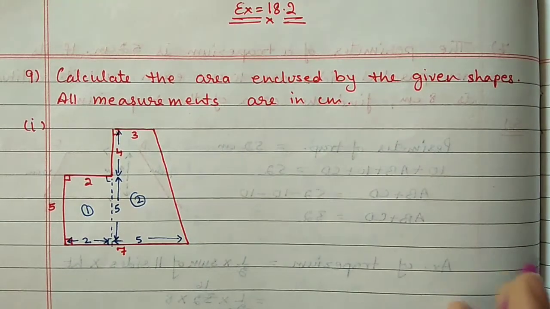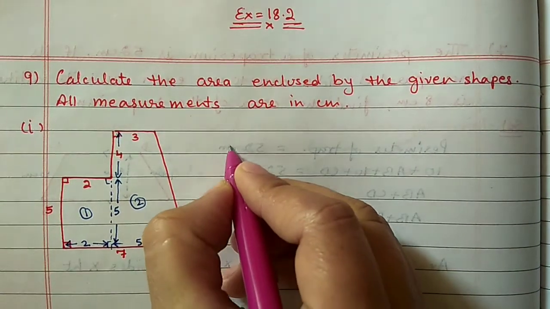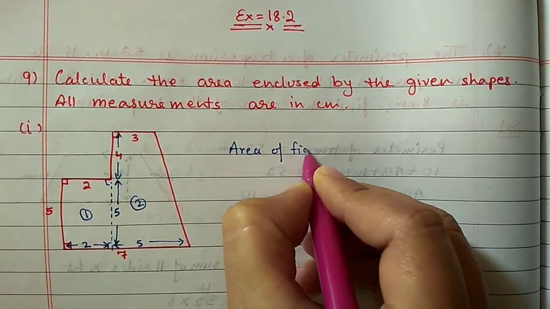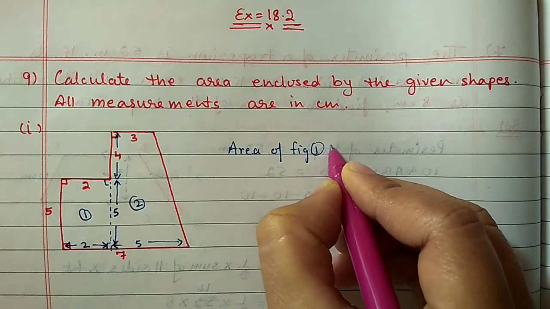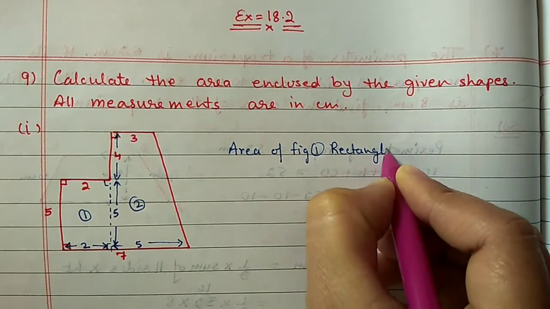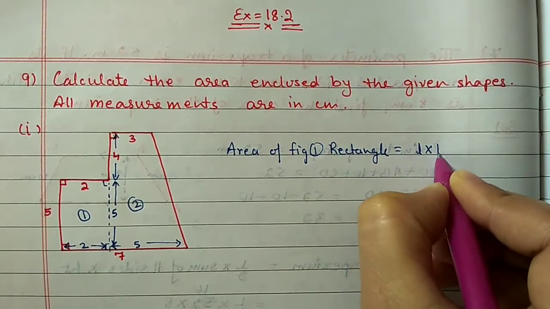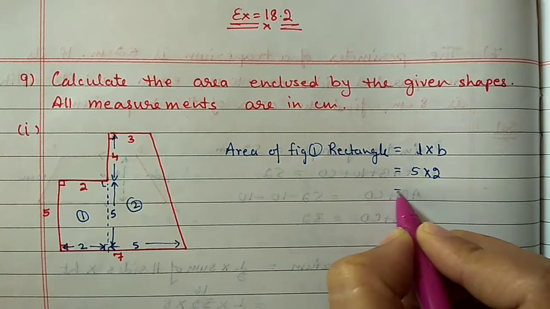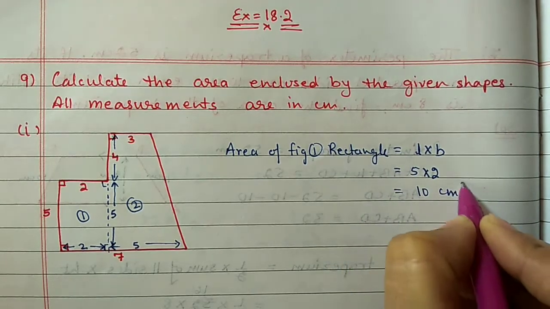First we will find out the area for the rectangle. The first figure we can take, which is a rectangle, is equal to length into breadth. Length is 5 and breadth is 2, so we will get 10 centimeter square.